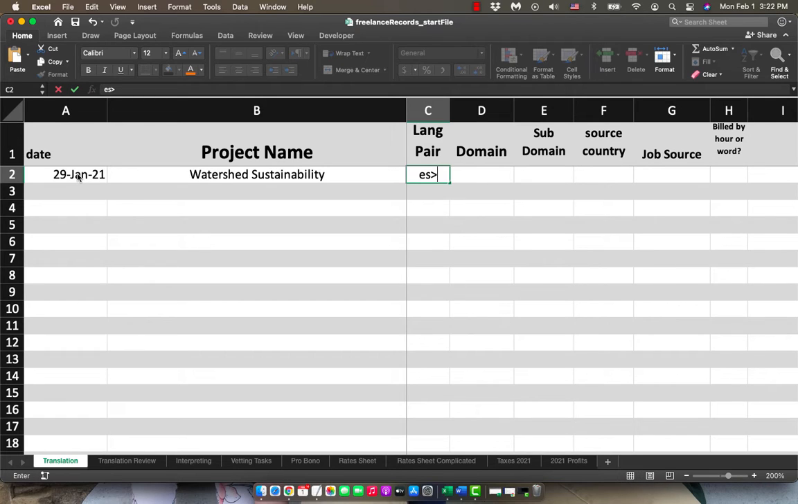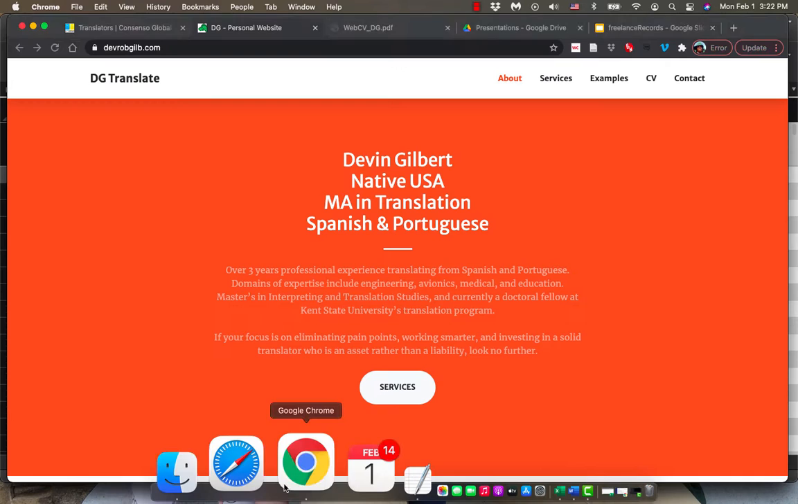Language pair, I usually put something here like Spanish to English or Portuguese to English. Again, the reason I'm keeping track of that, even if you only have one language pair, maybe you have different directionalities going into Portuguese sometimes, other times going into English from Portuguese. It's good to keep track of and eventually be able to generate statistics on how much of your work is either direction.